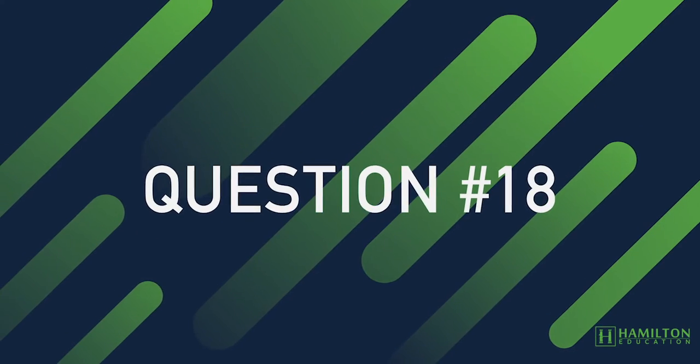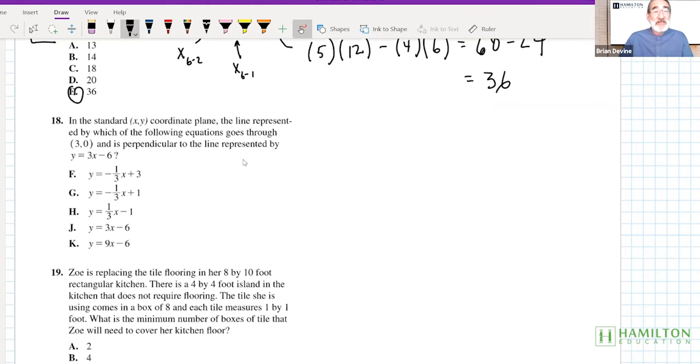For number 18, in the standard XY coordinate plane, the line represented by which of the following equations goes through 3, 0 and is perpendicular to the line y equals 3x minus 6? Well, this line has a slope of 3. We can see it. It's in mx plus b form. So the slope perpendicular, as we talked about a few problems back, would be the opposite reciprocal. So we want a slope of negative 1/3.